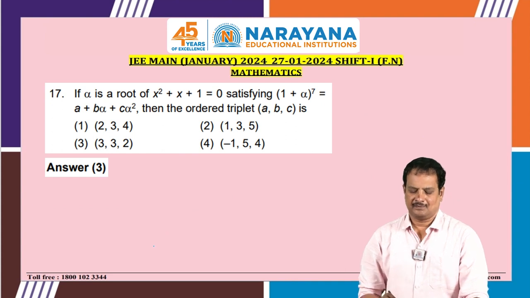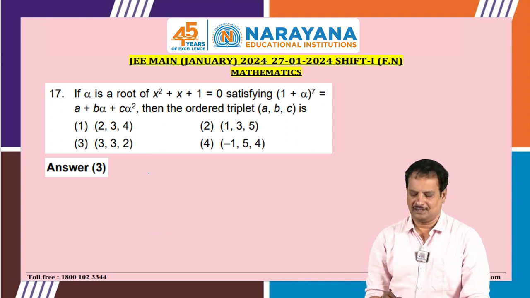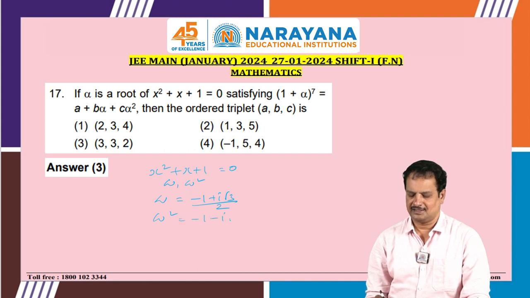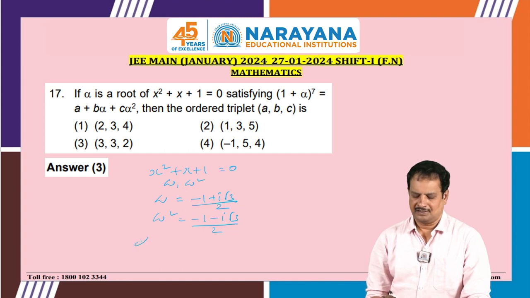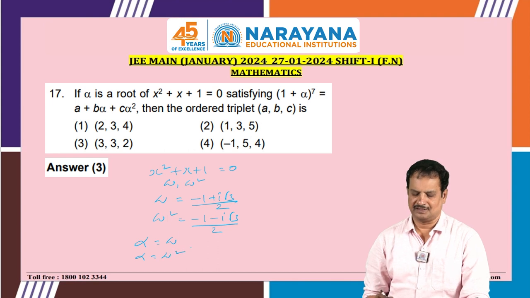Okay, in this case, alpha is the root of x square plus x plus 1 equal to 0. But actually, x square plus x plus 1 equal to 0 has the roots omega and omega square. What is omega? If you take minus 1 plus i root 3 by 2, which is one of the roots for this one, then the next one is automatically omega square, minus 1 minus i root 3 by 2. So alpha, you can take either omega or omega square. Alpha equal to omega or alpha equal to omega square.